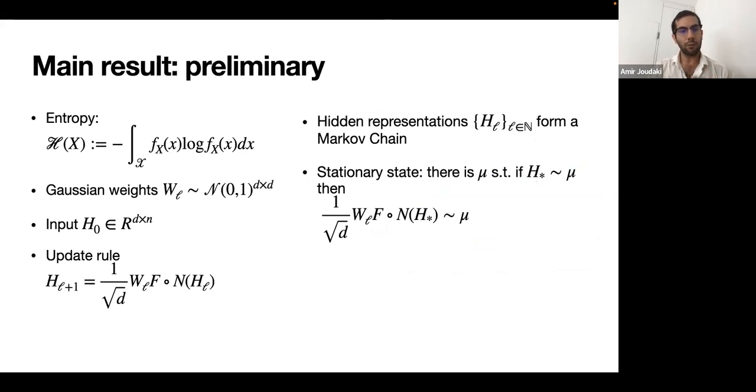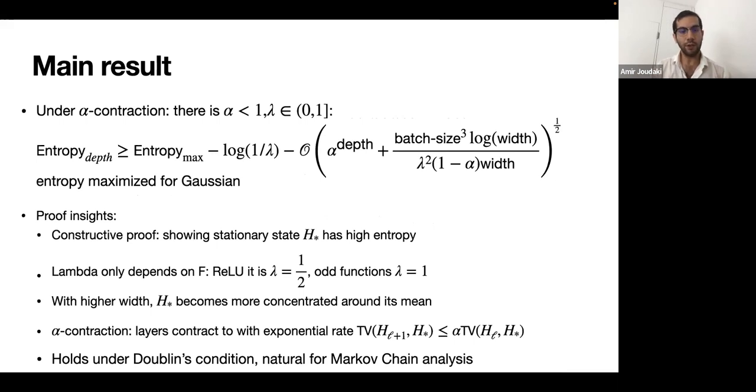To state our main result for this work, these are the preliminaries. The entropy is the differential entropy formulation; that's how we define entropy. We again have Gaussian fully connected weights, and the input is taken to be this matrix, and of course the update rule. The main takeaway is that you can view the hidden layer representations as a Markov chain. With W being your random transition, you transition from HL to HL plus 1 via this fully connected layer, which is your Markov chain transition table. One thing we assume is that there is a stationary state, meaning there is some mu such that if H star follows mu, your distribution wouldn't change under this layer update.